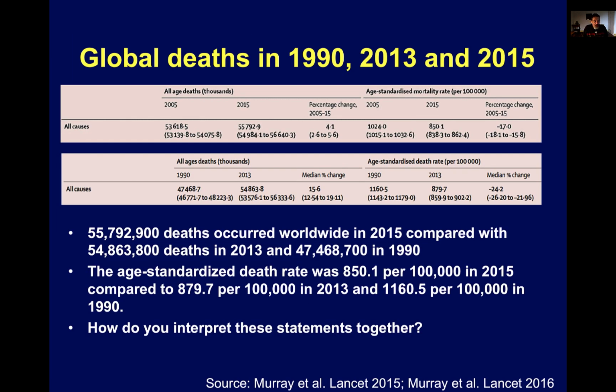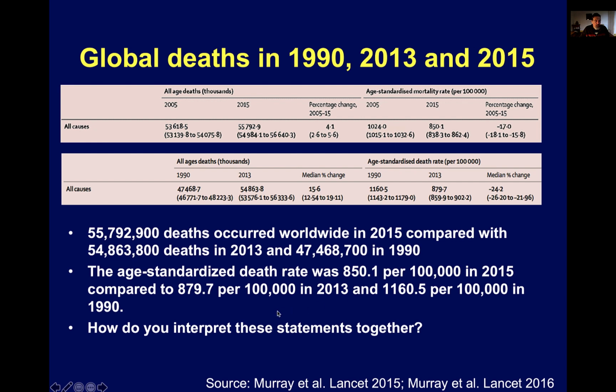So looking globally now, this slide is comparing the number of deaths estimated to have occurred globally in 2005 and 2015. So about 53 million deaths in 2005 compared to 55 million in 2015, about a 4.1 percent increase over that 10-year period in the absolute number of deaths. And what we're also seeing here is that the age-adjusted death rate has gone down over that same time period.